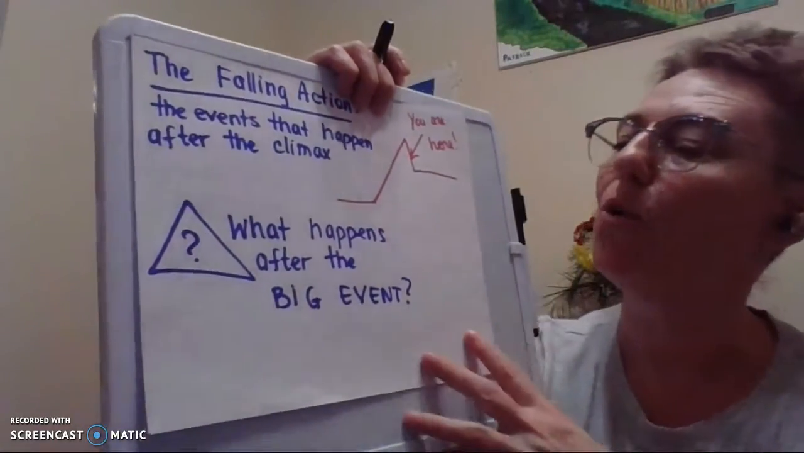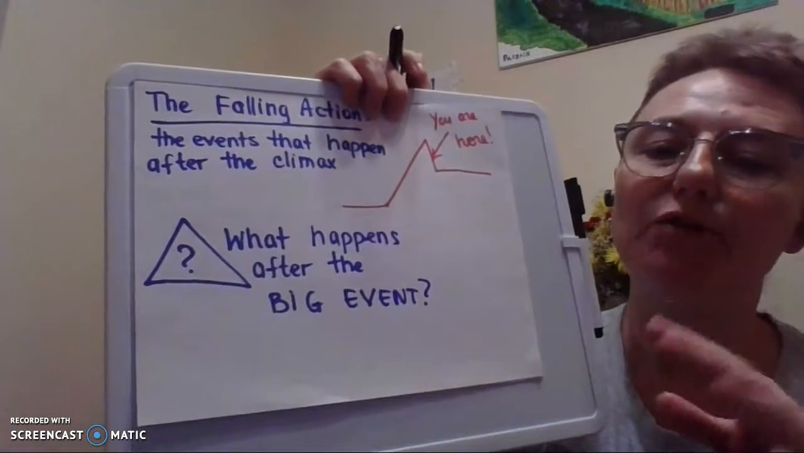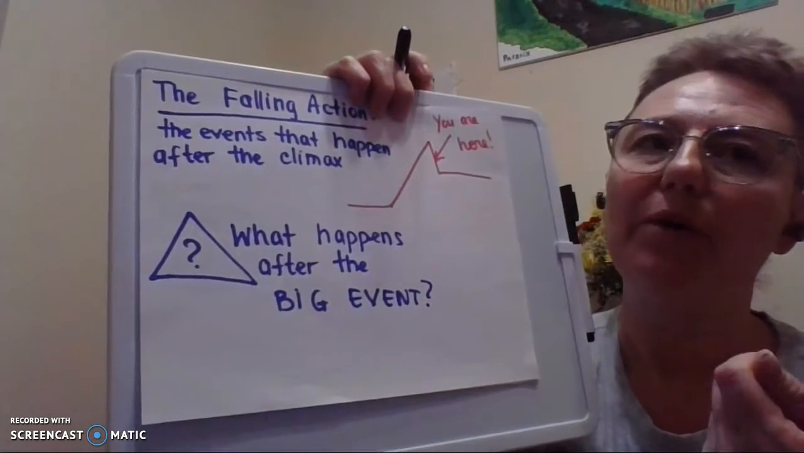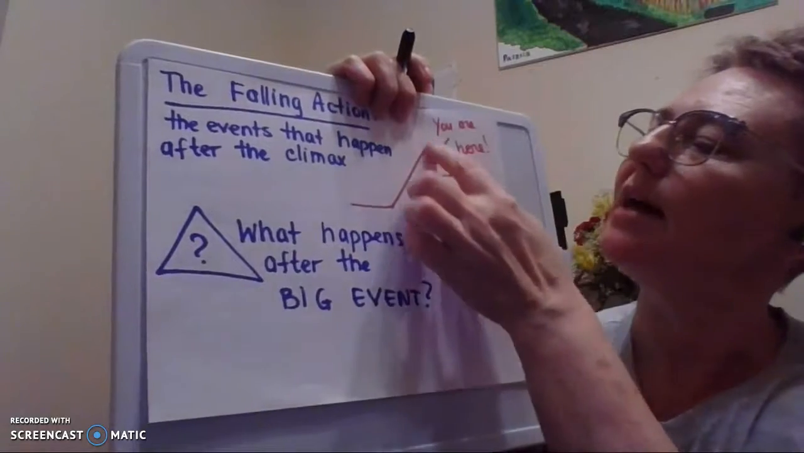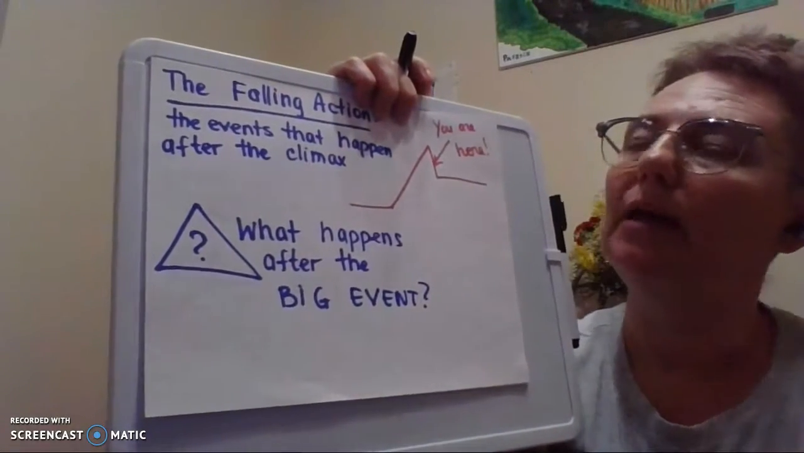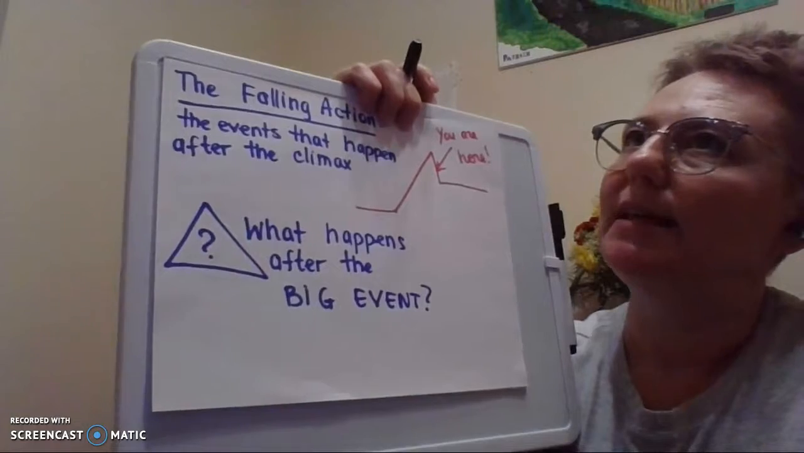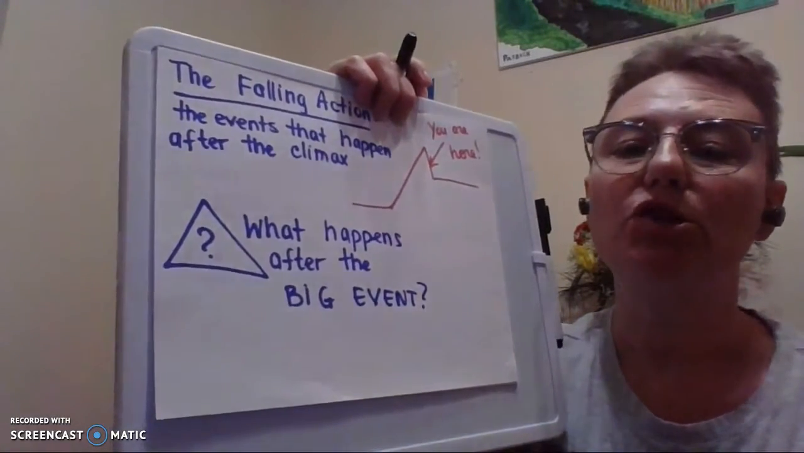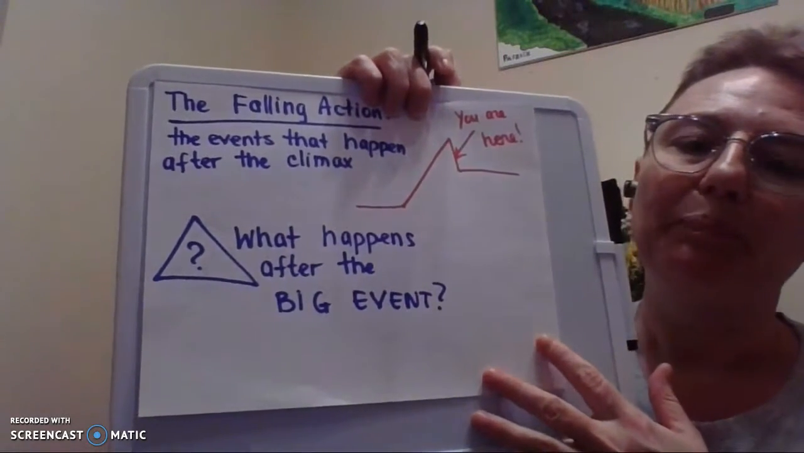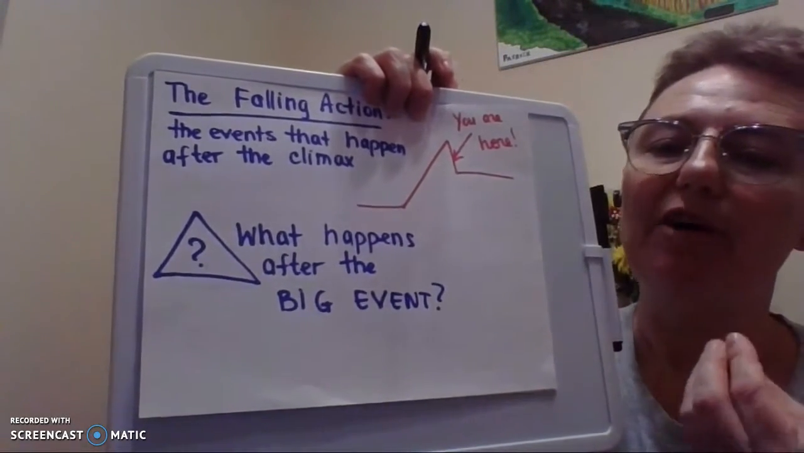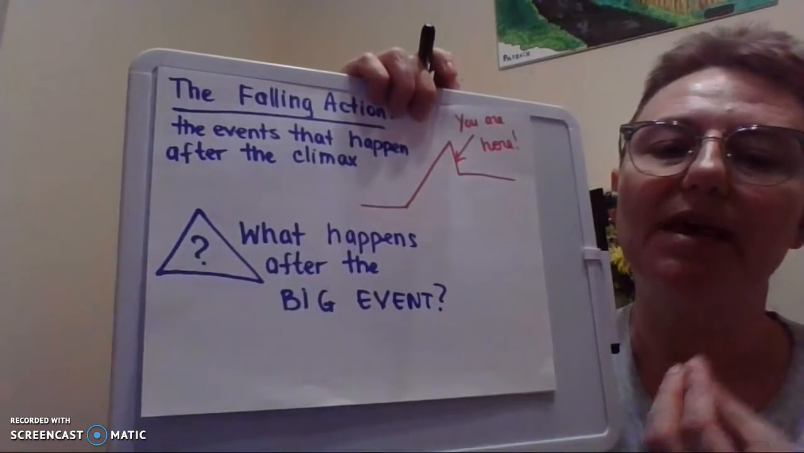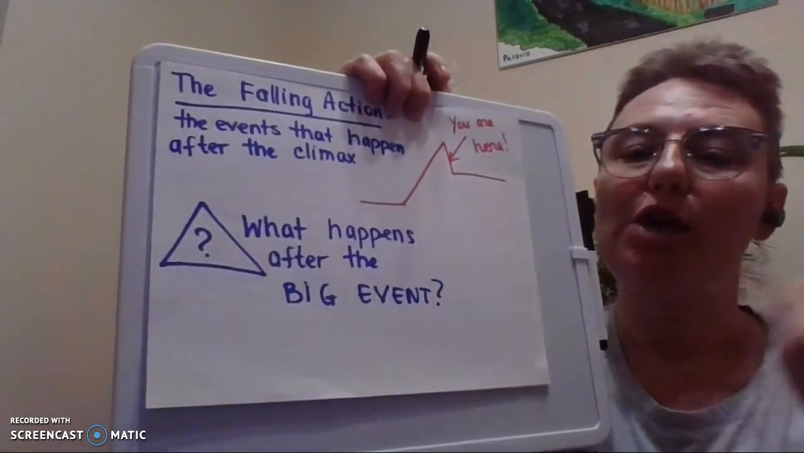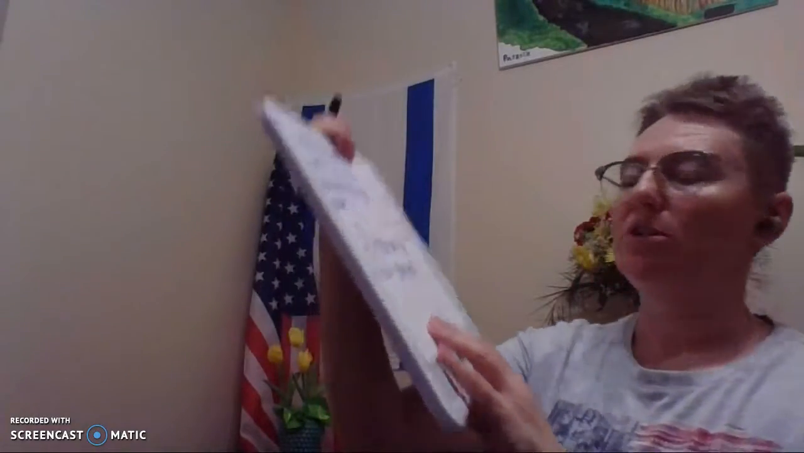The falling action, or the events that happen after the climax. There are usually not very many of them. You notice it's a short downhill. It's a lot easier. It seems a lot more quick than actually climbing up. So the question you want to ask yourself to identify the falling action of the story will be, what happens after the big event that changes everything? There is, like I said, not so much because it's very short.